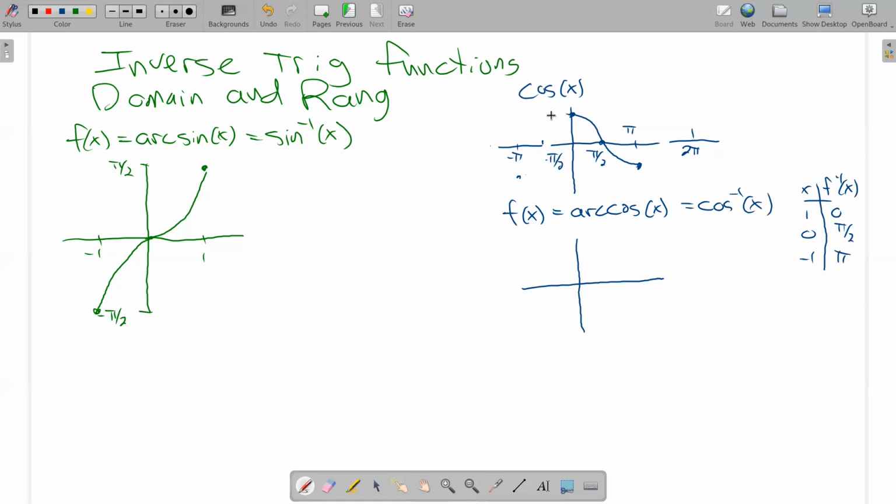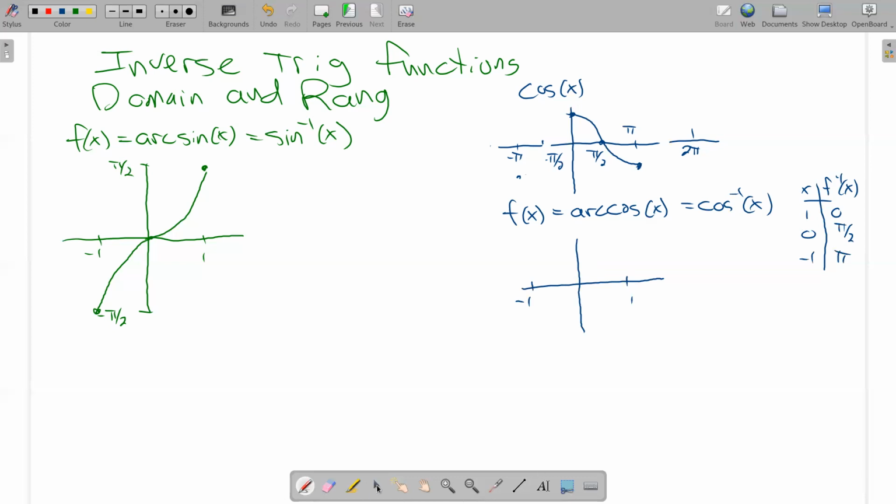So here we had a range of 1 to -1. That becomes the domain of this function. So -1 to 1. Here we had a domain from 0 to pi. That becomes the range of this one, from 0 to pi.